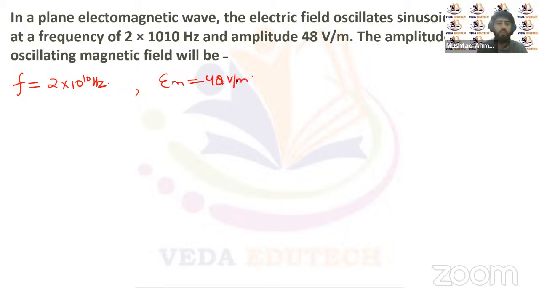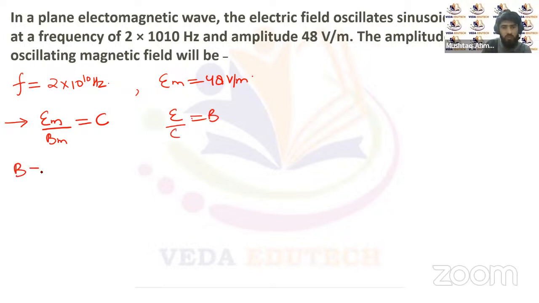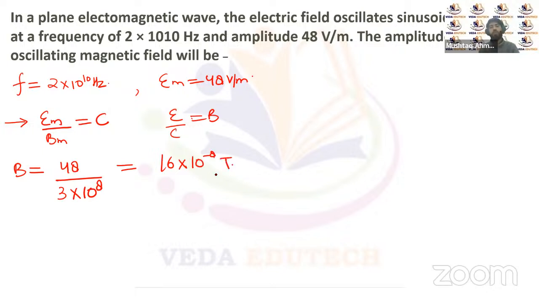We have to calculate the amplitude of the oscillating magnetic field, right? We know that the relation between the electric field and the magnetic field is that E upon B is equal to C, that's the speed of light. Or we can write E upon C is equal to B. So the value of B will be equal to E, which has the value of 48, and C has the value of 3 into 10 to the power 8, right? That's equal to 16 into 10 to the power minus 8 Tesla, right? This will be the magnitude or amplitude of the magnetic field, right?